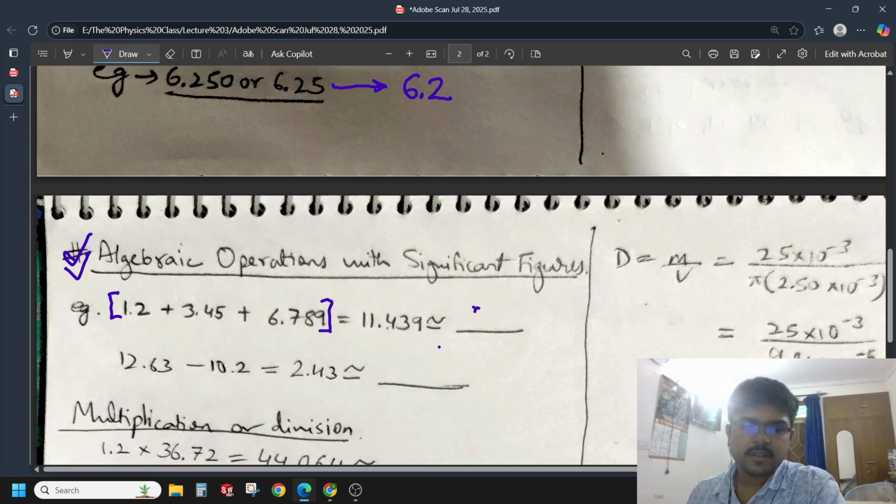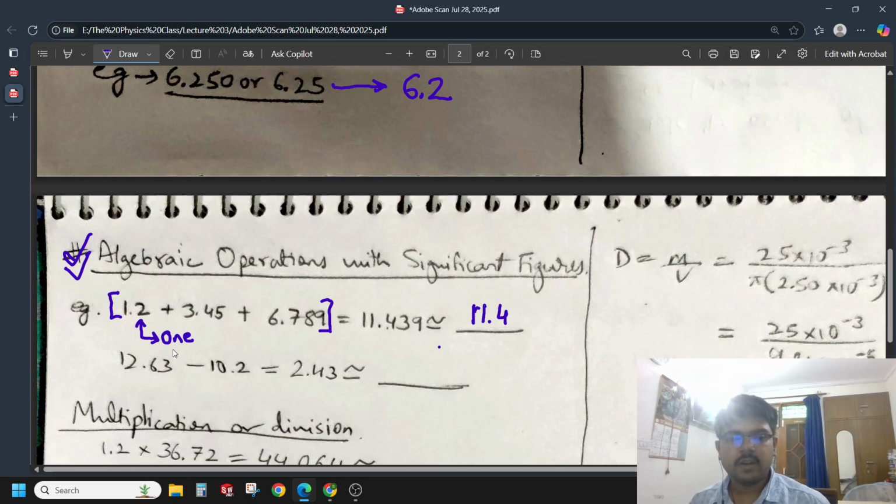In this example we have 11.4 as the answer, because the least number of digits after the decimal is one, that is, only one digit is there after the decimal. So we will give the answer as 11.4.